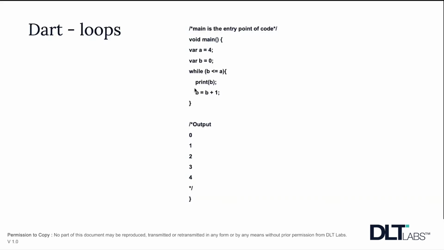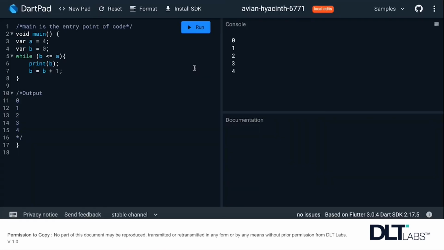We have one more example of the Dart loop. So suppose we have a variable a which is 4, b which is 0. We want to keep iterating until b becomes a. Basically, the value of b should be equal to a. Same logic, keep on looping and printing b and in every iteration increment b by 1. So it starts from 0 and goes up to 4. This is the requirement, and it prints the same thing.